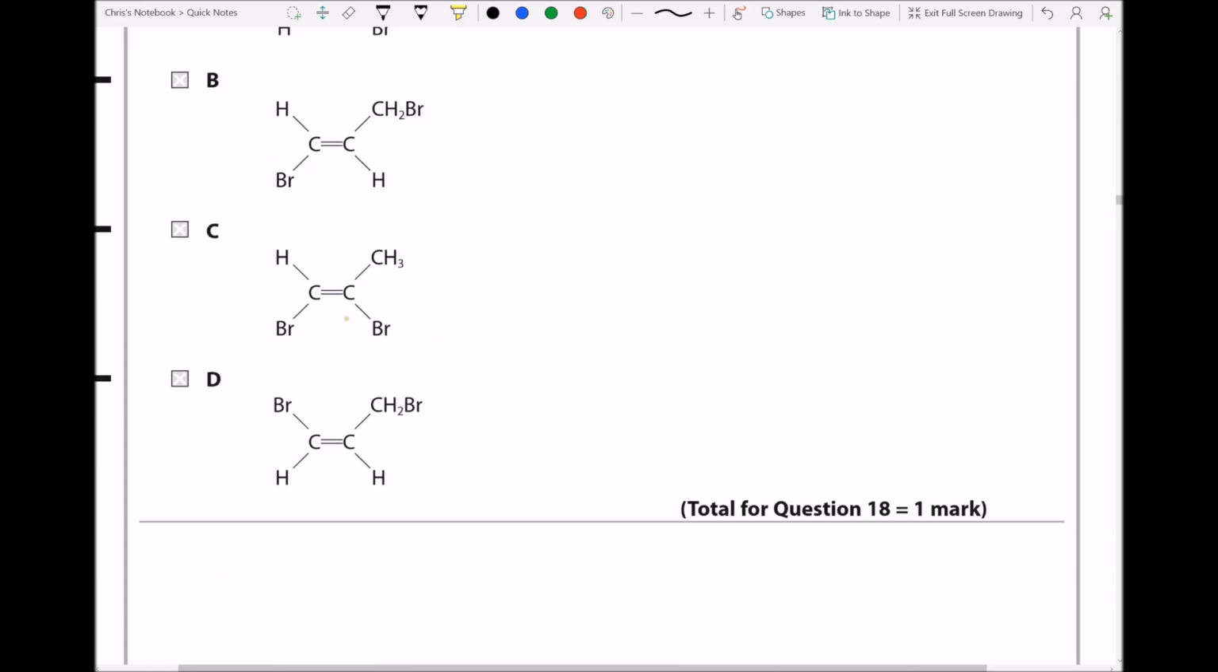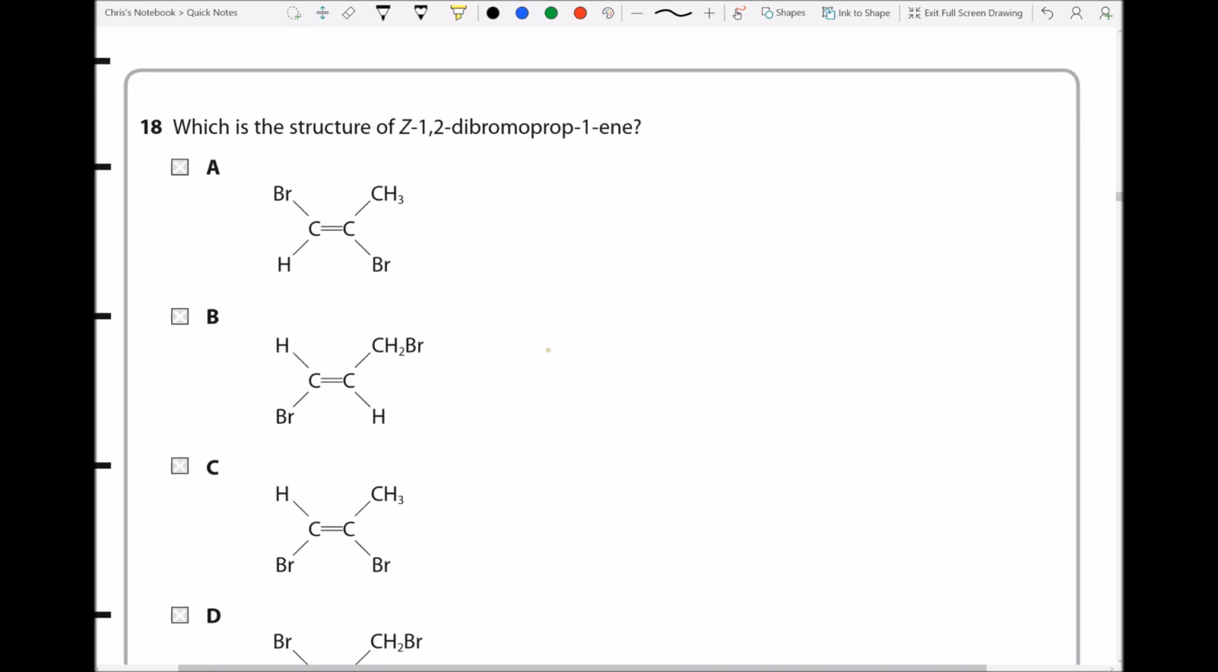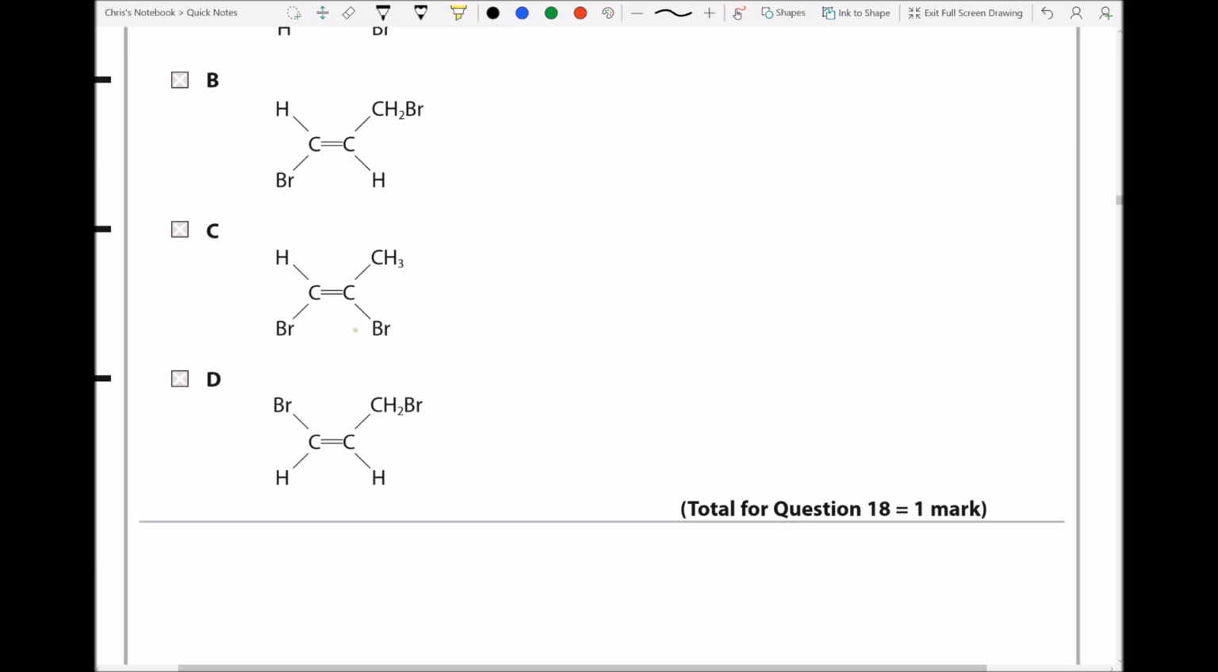If we look at C, we can see that we have got 2 bromines on the same side, and it fits 1,2-dibromoprop-1-ene. So carbon 1, carbon 2. This one isn't, because we've got a bromine attached to carbon 1, but this bromine is attached to carbon 3. So that'll be 1,3. And so that isn't the case. So the answer is C for this one, because there you go, that's Z. So that's C.